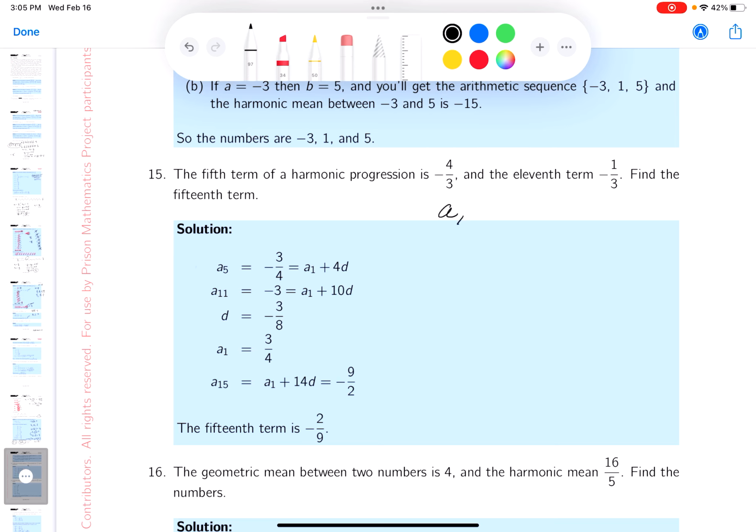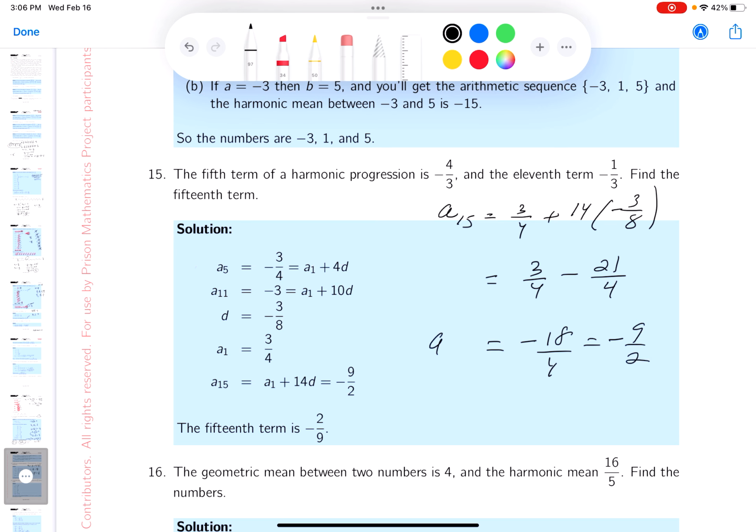Let's write that down. What's A15 going to be? Well, it's going to be A1, which is 3/4, plus 15 minus 1, which is 14, times the D, which is minus 3/8. Well, I got to do the arithmetic. That's 3/4. Let's see, I'm going to divide by 2, right? So it's going to be minus 21/4, and that's going to give you what? Minus 18/4, which is minus 9/2. And that's A15.